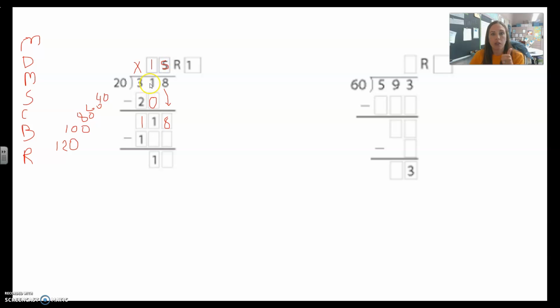So perfect. We're on the right track. We're going to multiply. 5 times 20 is 100. We're going to subtract. 118 minus 100 is 18. I check. Is 18 less than 20? It is. I keep going. Bring down. Well, there's nothing left to bring down. So now my R turns into remainder. What I have left is my remainder. 20 goes into 318 15 times with a remainder of 18.